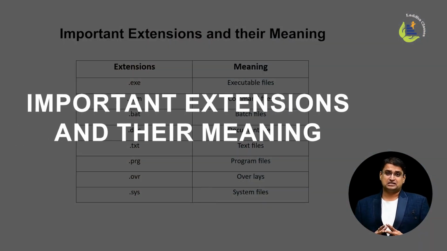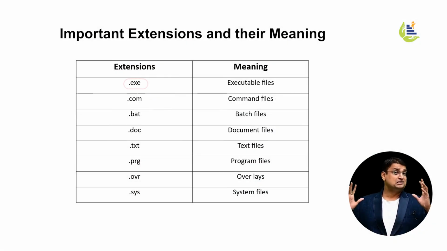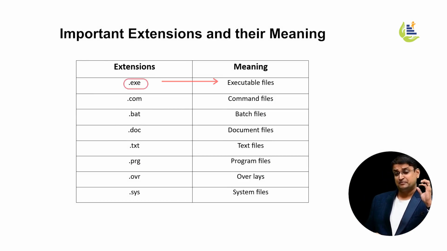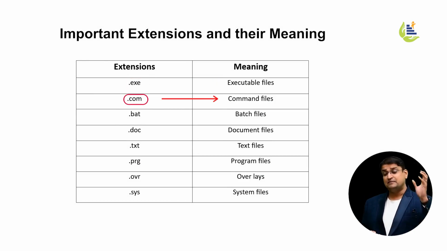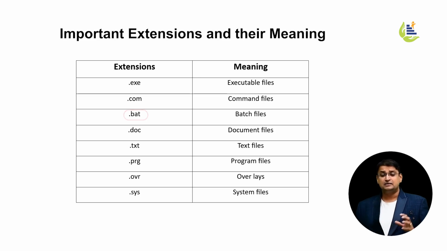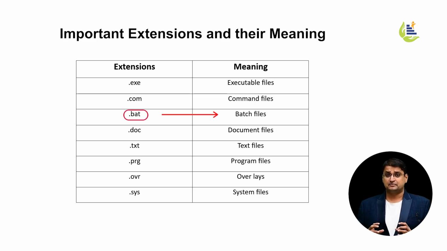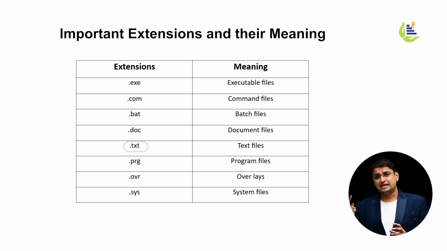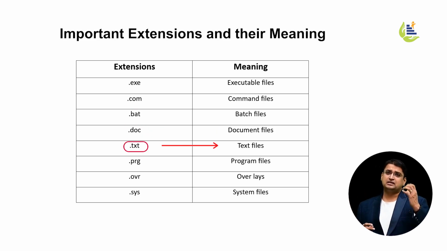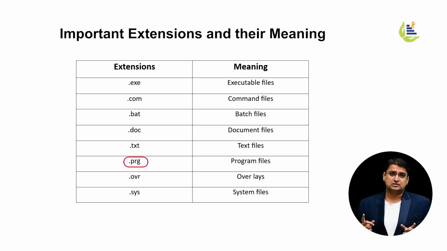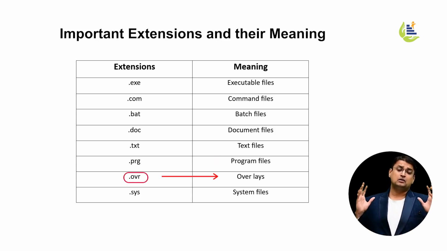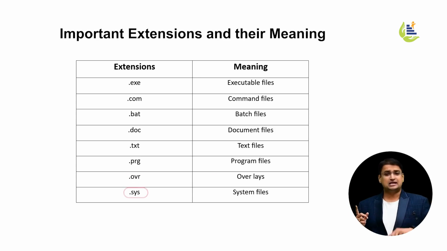Important extensions and their meaning. .exe, executable files. .com, command files. .bat, batch files. .doc, document files. .txt, text files. .prg, program files. .ovr, overlays. .sys, system files.